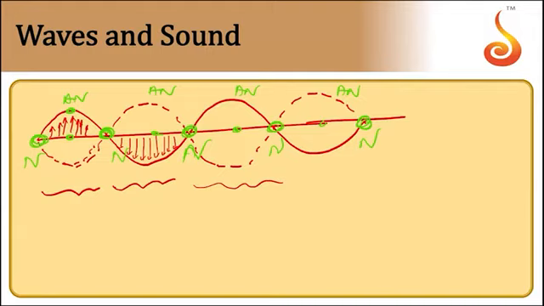As these nodes are permanently at rest, no energy can be transmitted across them. That means energy of one region is confined in that region only. There is no question of energy crossing that node.